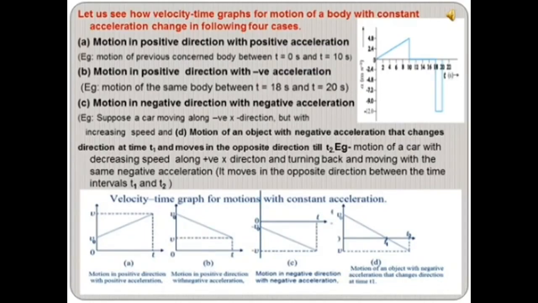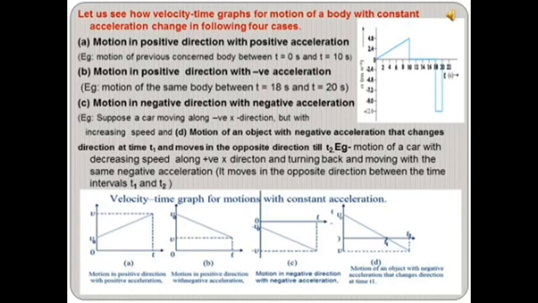Third case is motion in negative direction with negative acceleration. Suppose a car is moving along negative x direction but with increasing speed. What has happened? It has negative acceleration, but it moves along negative x direction because it has changed its direction, that is, it is reversed, which is given in figure C.